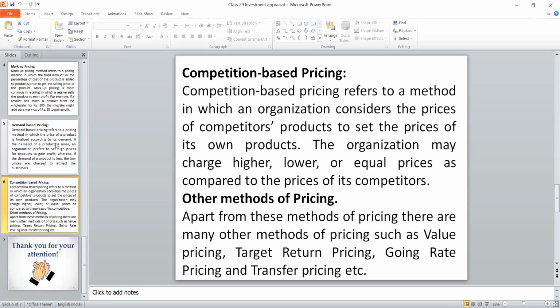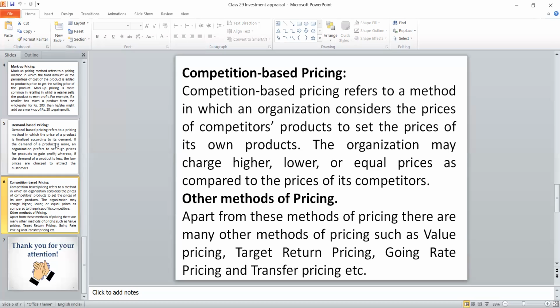Target return pricing: suppose there is a monopoly or a price leader in an oligopoly, he will fix how much amount should be achieved with this available product. So he will fix a target price. That is called target return price. For example, 5 lakh should be the profit of this month, and I am having 100 products, so 5 lakh divided by 100 will be the price of the product. That is called target return pricing.